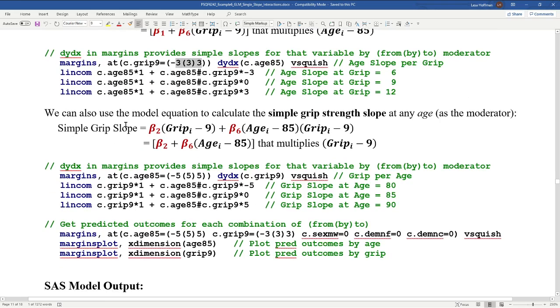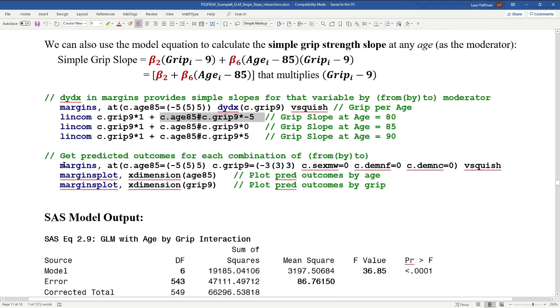Likewise, we could get the simple slope for grip strength, and here is how you would get that as a function of age. So we swap out, if we are thinking of grip as the predictor, that goes in the dy dx, and age as the moderator would go over here. And the values then would be grip, meaning we need 1 beta 2, and then the values attached to the interaction term correspond to age as the moderator. Dy dx, by the way, is derivative language. So the derivative with respect to, I think, is where that came about.